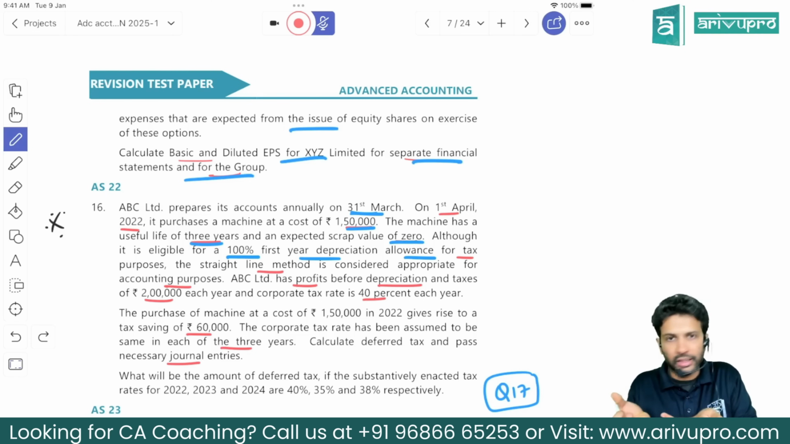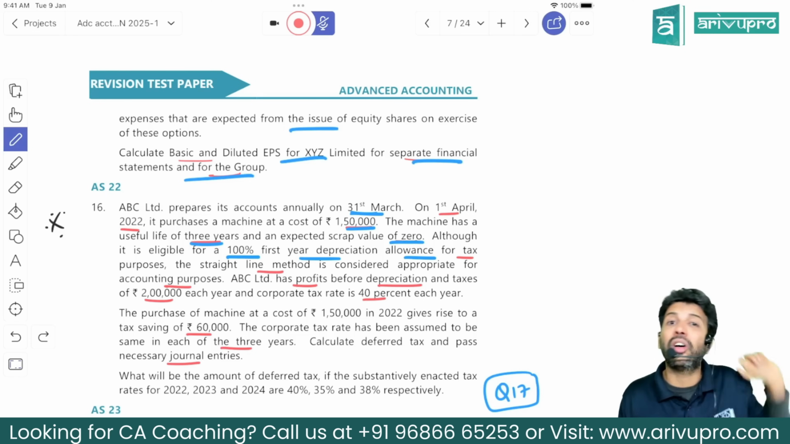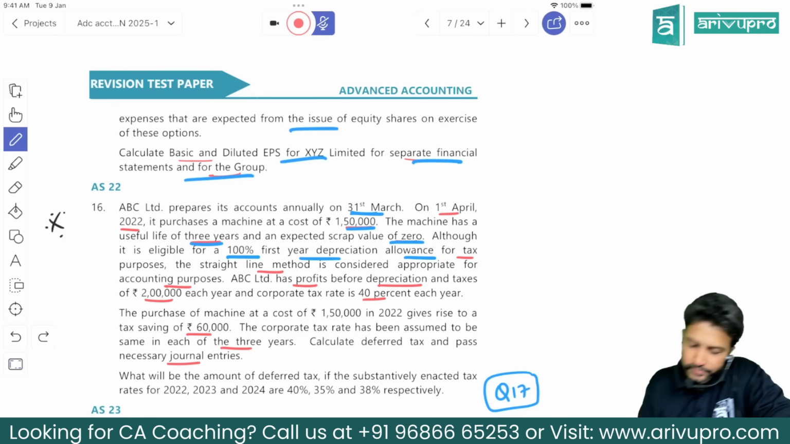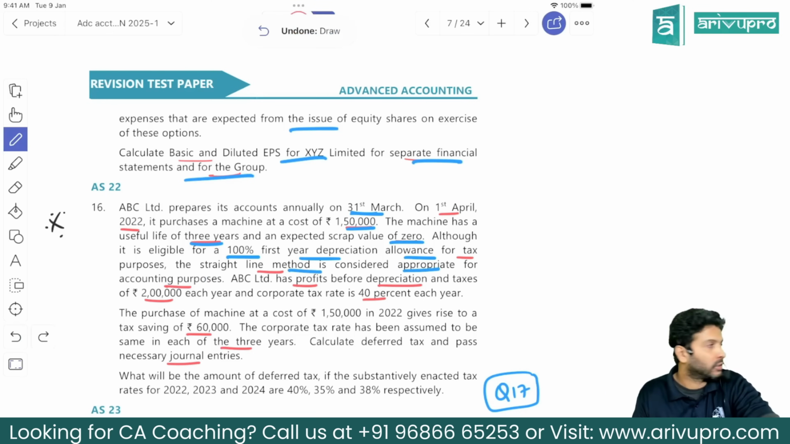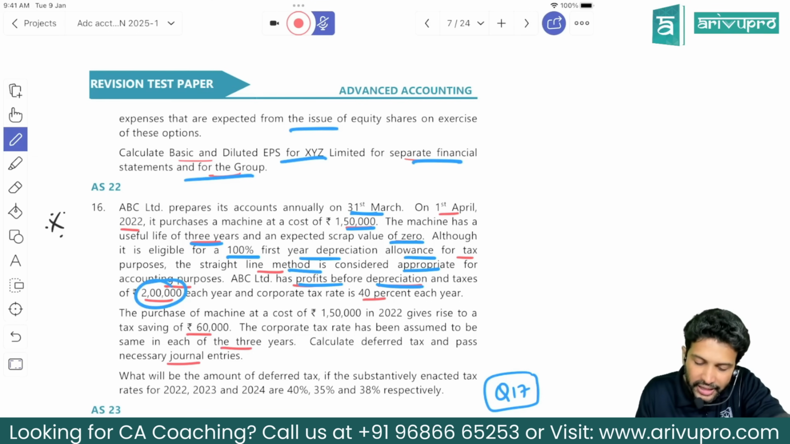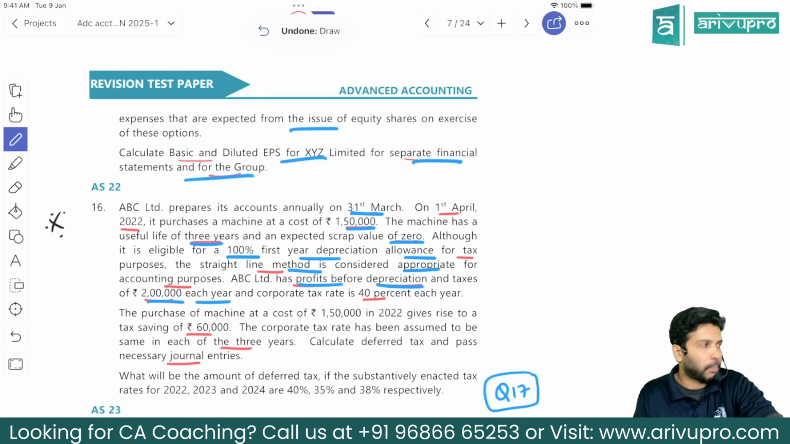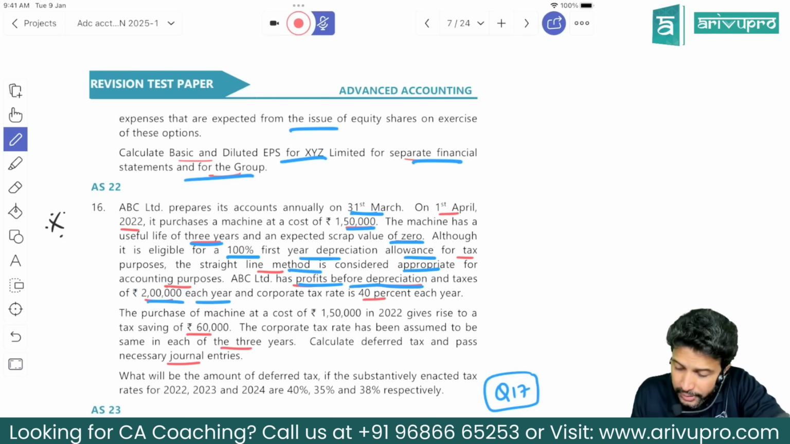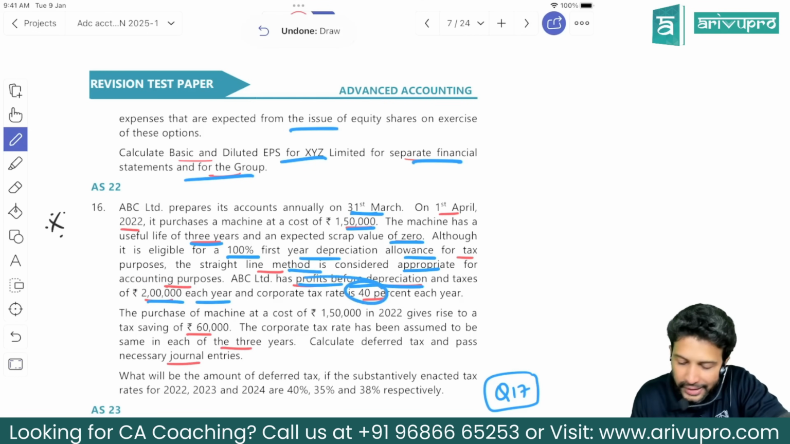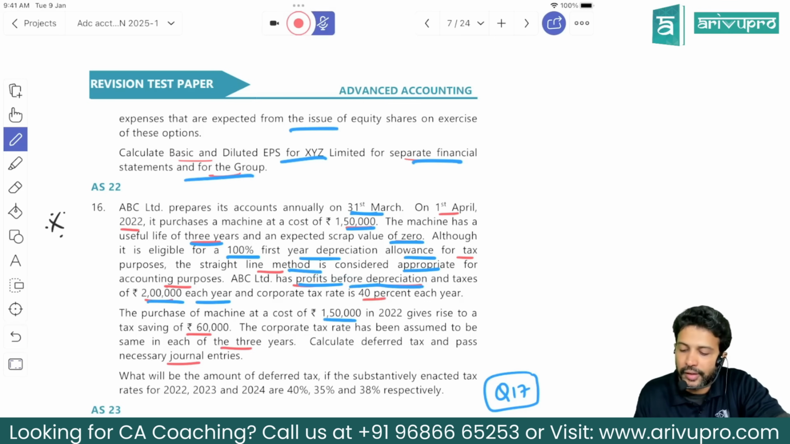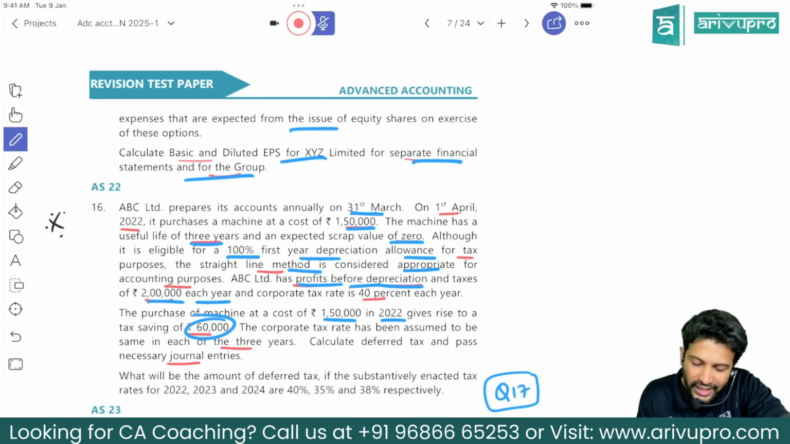Not matching. Whenever there is a difference, to plug this difference only we create DTA or DTL. So let's see. The straight line method is considered appropriate for accounting purpose. So okay, ABC Limited has a profit before depreciation and tax of how much? 2 lakh each year. Profit before deducting depreciation and tax is 2 lakh. Corporate tax is how much? 40%. The purchase of machine cost of 1,50,000 in 2022 gives rise to a tax saving of 60,000.